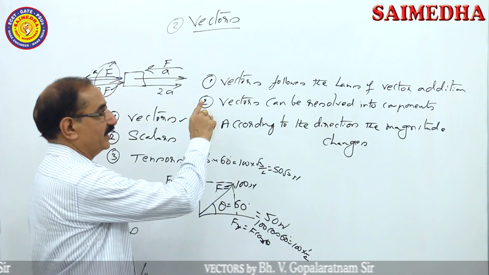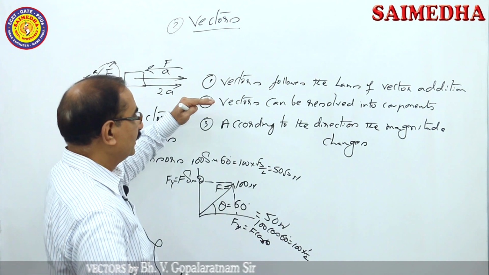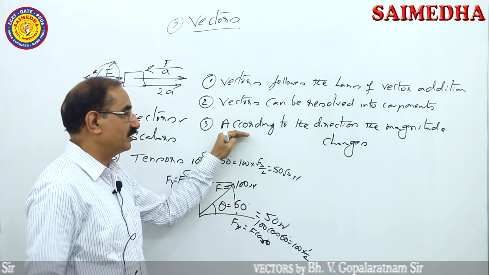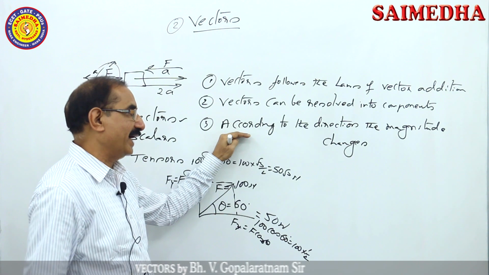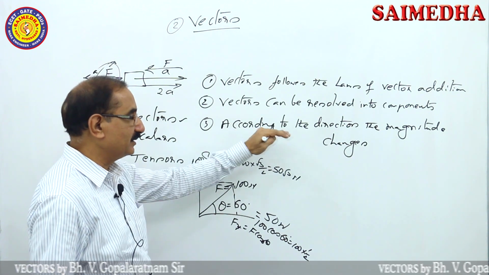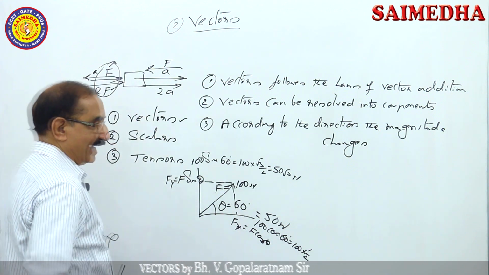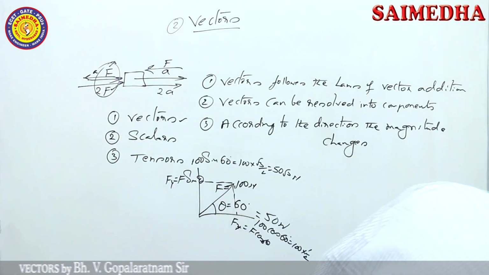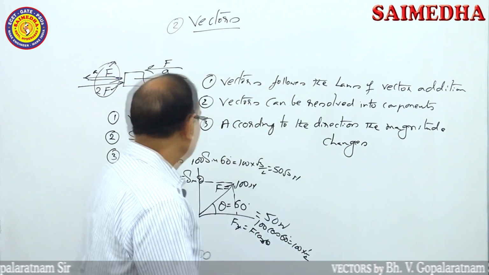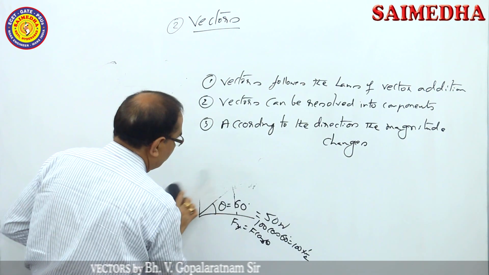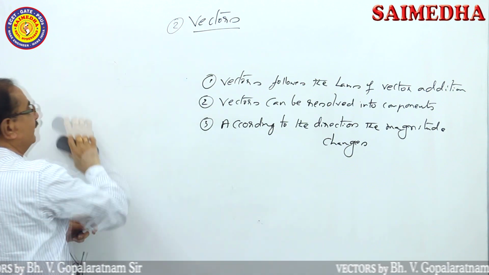First character, vectors follow the laws of vector addition. Second one, vectors can be resolved into components. Third, according to the direction of the vector, the magnitude changes. Right. Now let us see scalars. Before going to that, a vector means the physical quantity which has both magnitude and direction.